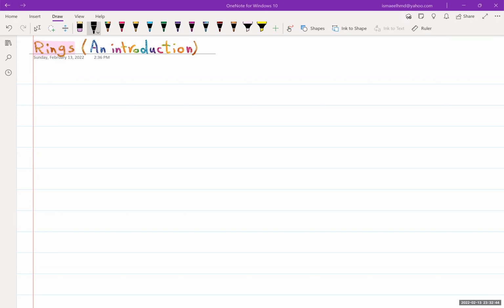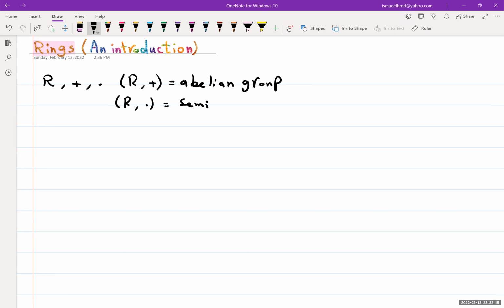Today we speak about rings. A ring is a non-empty set R and two binary operations, plus and dot, such that R with plus is an abelian group and R with dot is a semigroup. It means it is associative and closed.